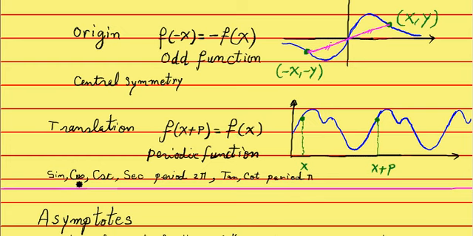You know that trig functions have this property: sine, cosine, cosecant, and secant. All of them have period 2 pi. Tangent and cotangent have period pi. But a function could be a lot more complicated than any of these and still be periodic, like a typical heartbeat.